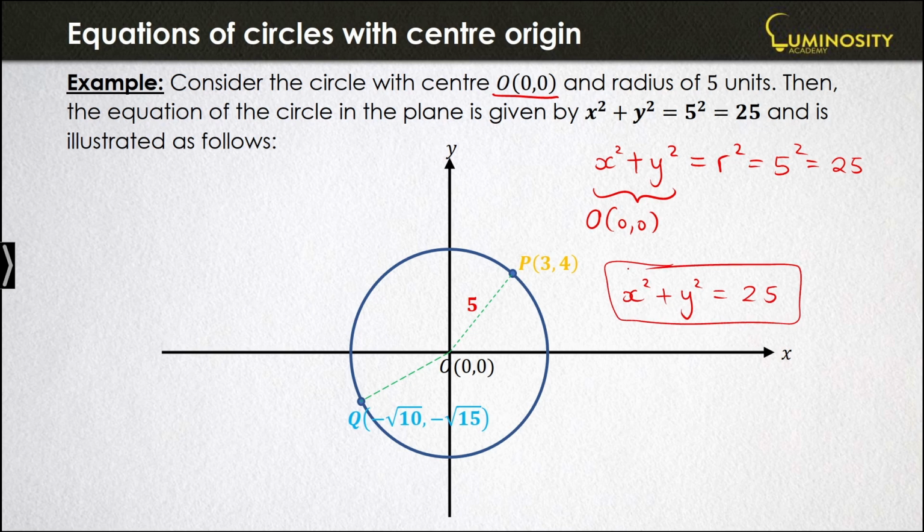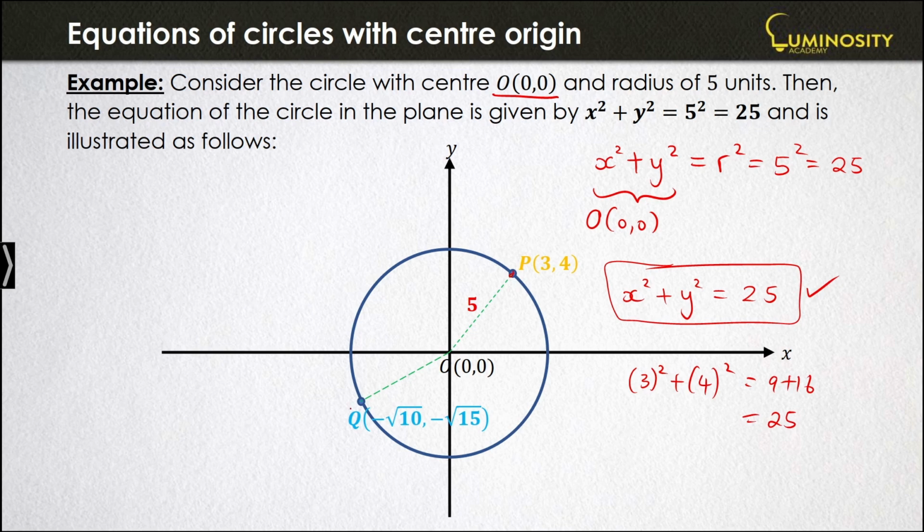We can see some points on the circle. (3, 4) is a point on the circle because if we substitute x for 3 and y for 4, we get 3 squared plus 4 squared, which is 9 plus 16, which is 25. That satisfies the equation, so it's a point on the circle.